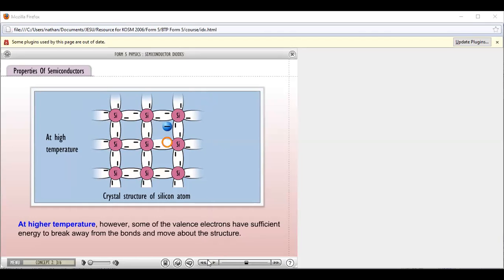That means these electrons are free to move. So the electron initially was involved in covalent bonding. If you give enough energy, let's say heat energy, they can come out from the bonding to become a free electron. When the electron comes out from the bonding, it will leave a vacancy here. So this vacancy, we call it a hole. This vacancy is left by the electron that goes out just now.